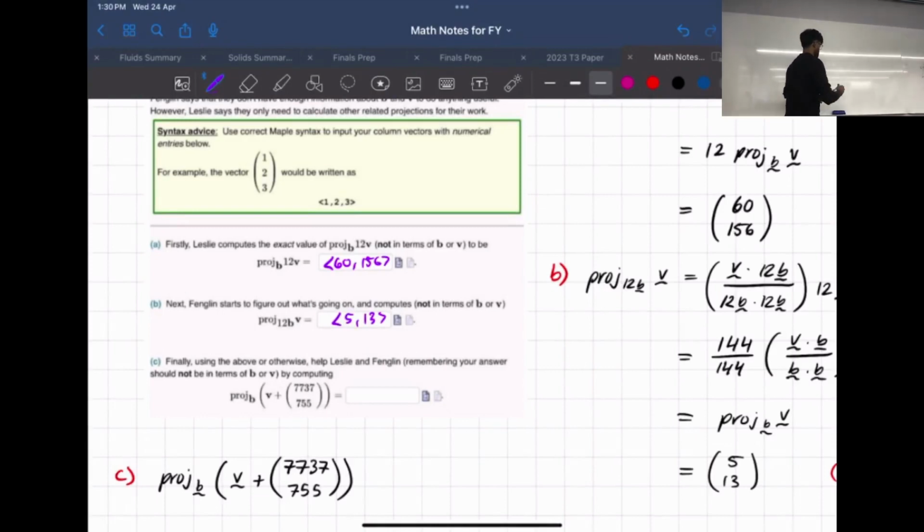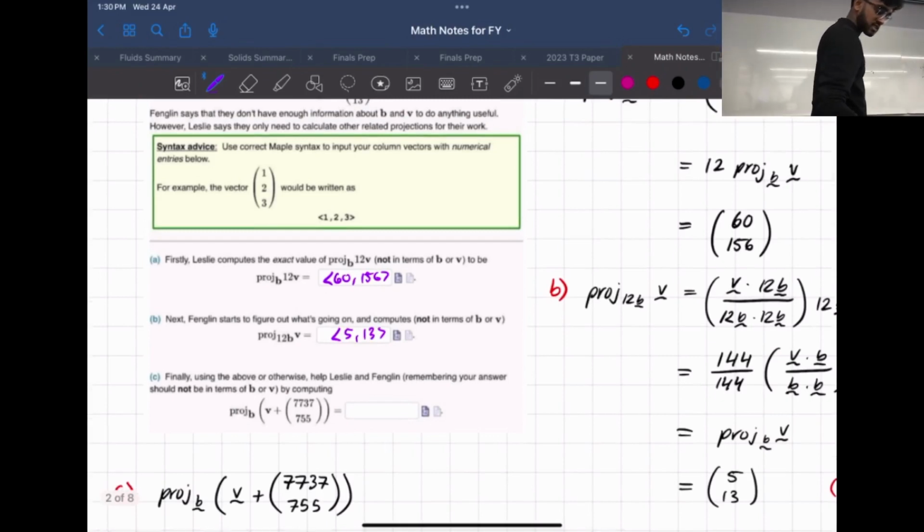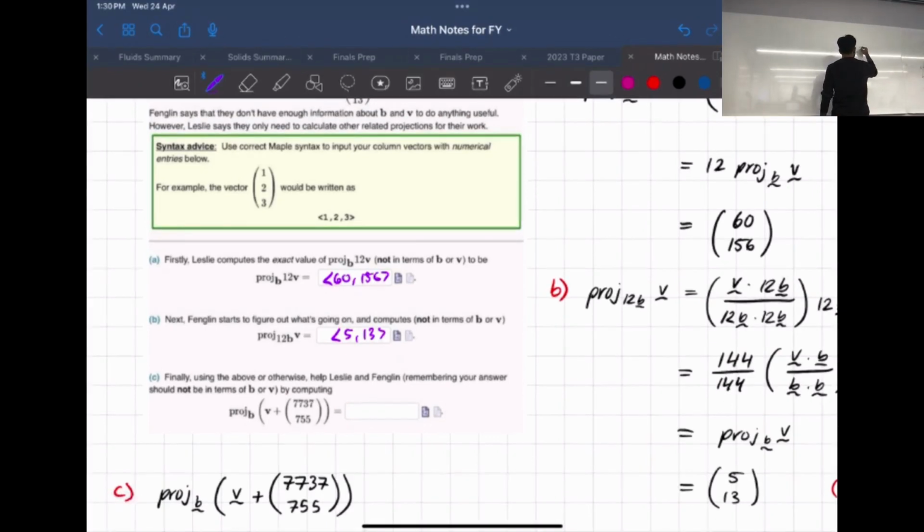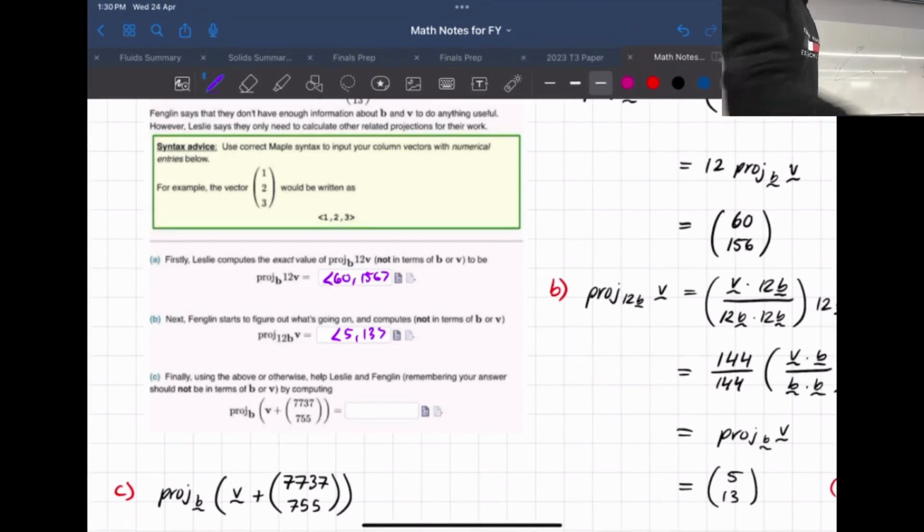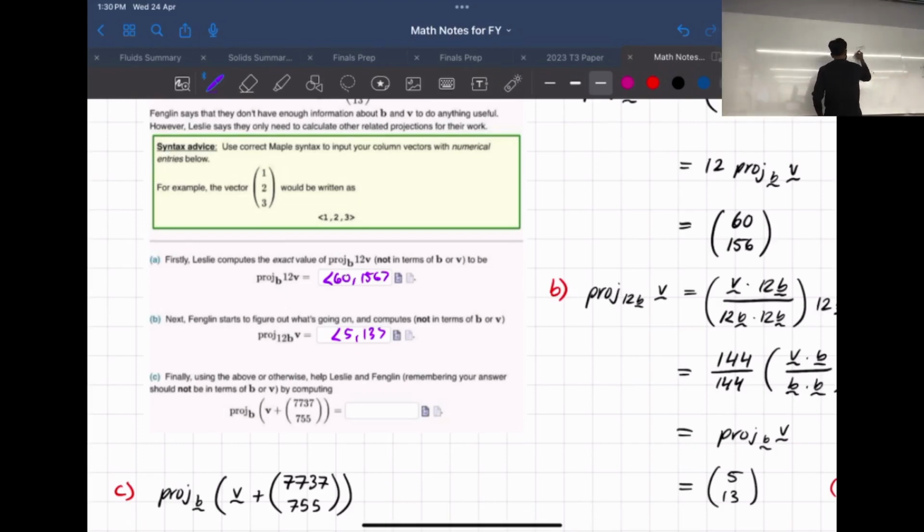I'll do it here. So I'm going to draw this similar diagram. So we have B, V, and I'm going to draw up a rough diagram for our vector, which is 7737 over 755. So maybe something like this. What we are trying to find is a projection of this green line onto B, which I'll draw in green as well. This thing.